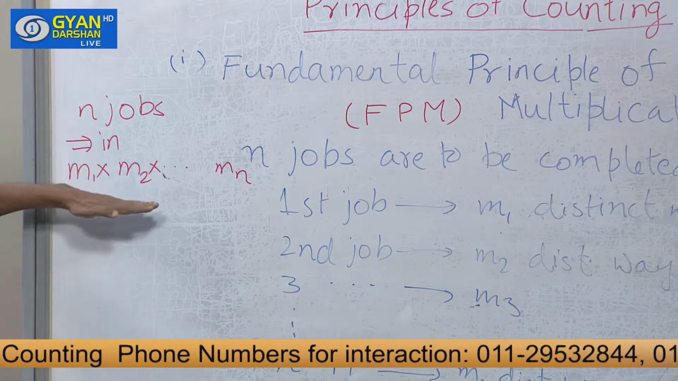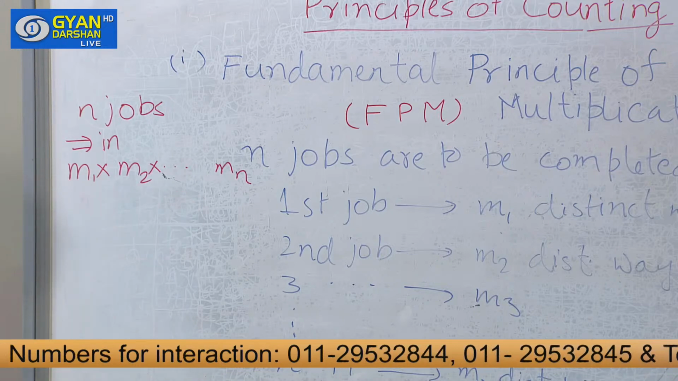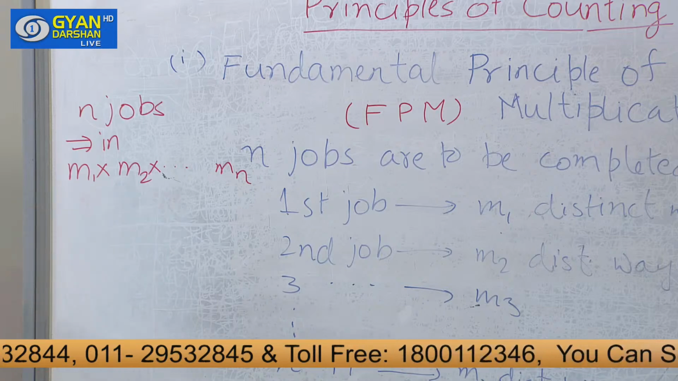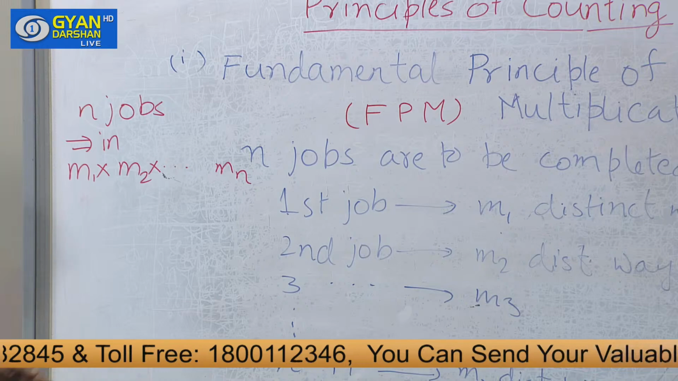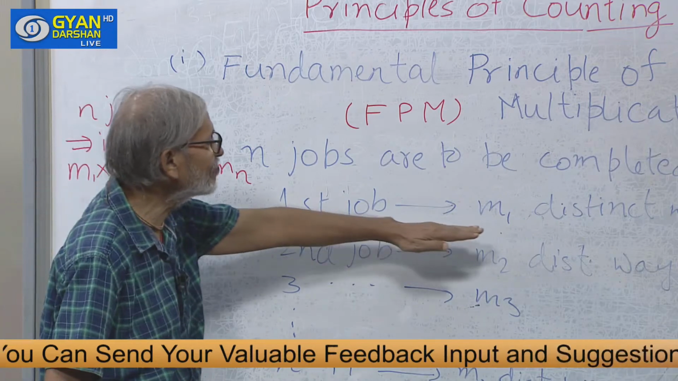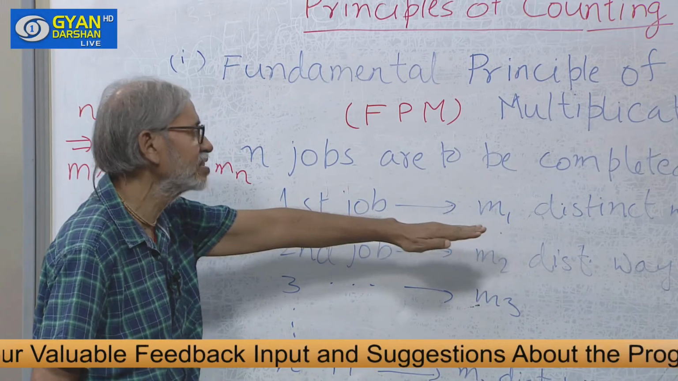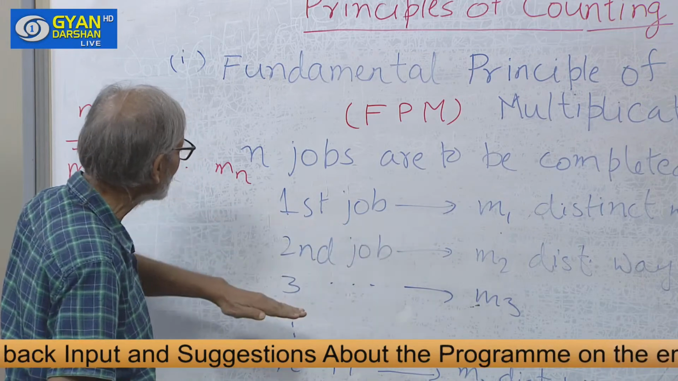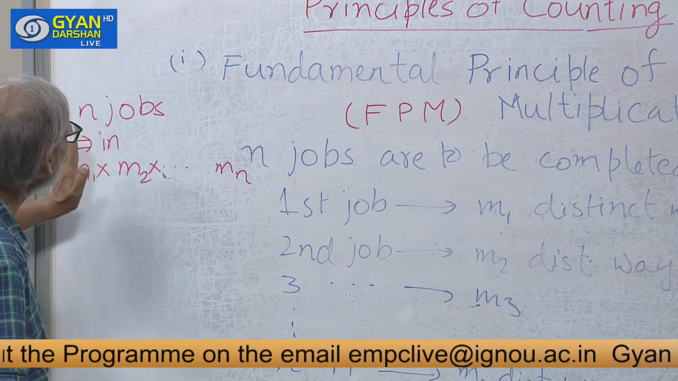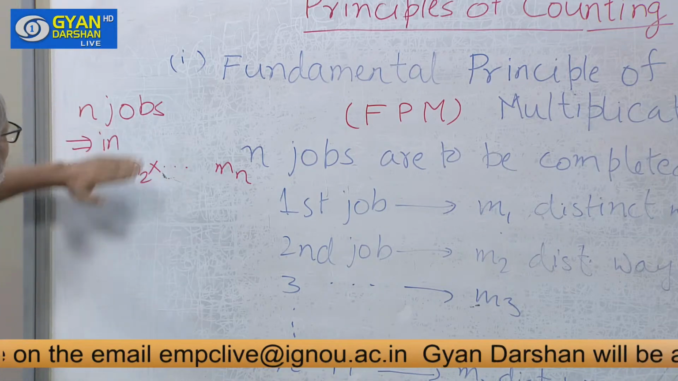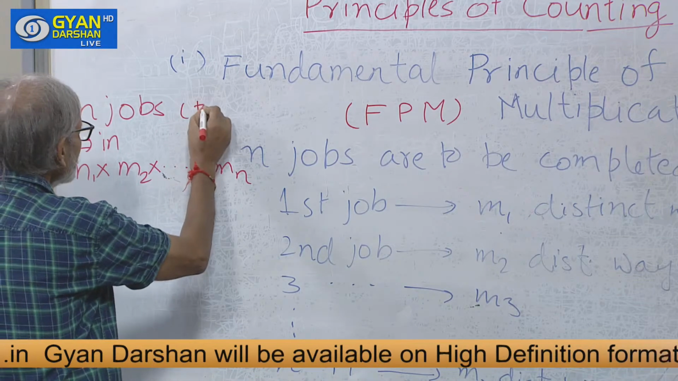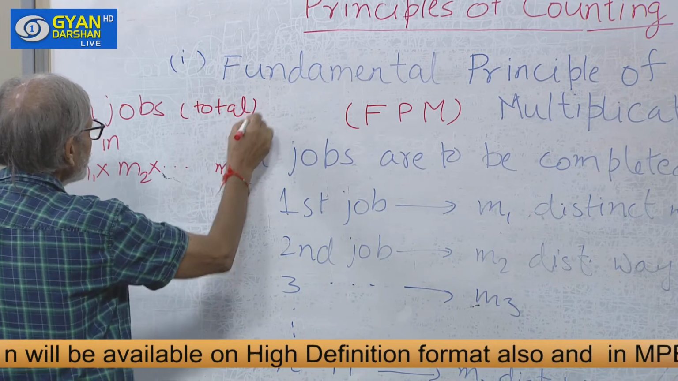So, this is the first fundamental principle of multiplication, that if there are n number of jobs and each job is being completed in different number of ways, distinct ways, not common ways, then we take the multiplication of all the distinct ways, and this will give the total number of ways in which these n jobs can be completed. Okay.